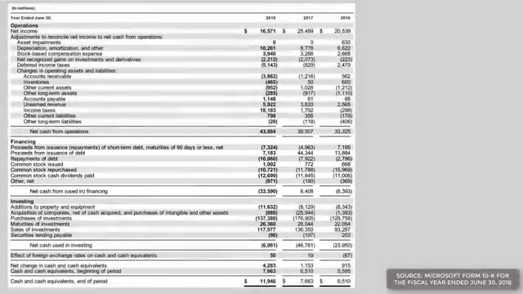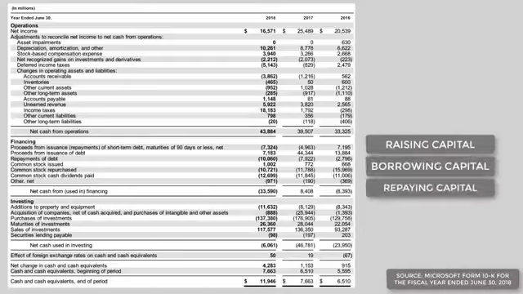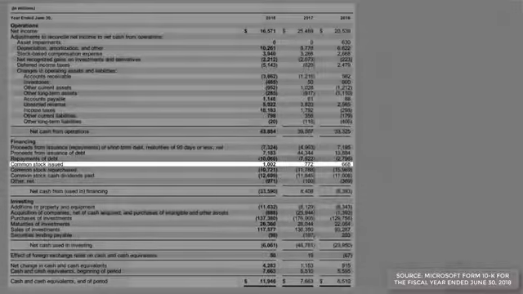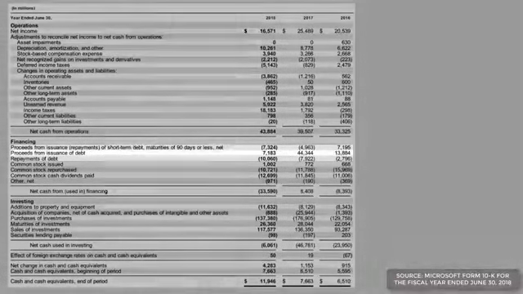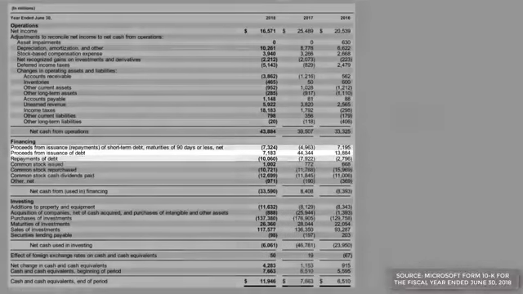This section summarizes cash transactions that involved raising, borrowing, and repaying capital. For instance, here we can see if the company issued new shares, if dividends were paid, if a bank loan was taken out, or if a debt principal was repaid.